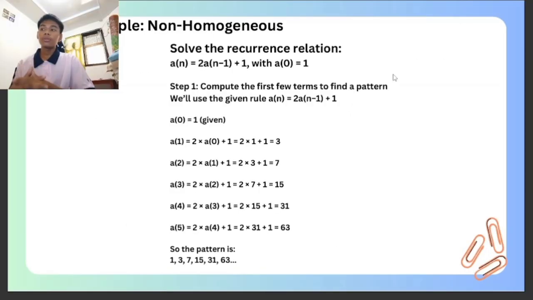Good afternoon. Today, I will explain how to solve a non-homogeneous recurrence relation using this example. We have the given, which is a of n equals a of n minus 1 plus 1, with a of 0 equals 1.